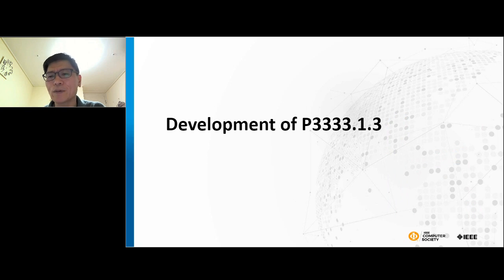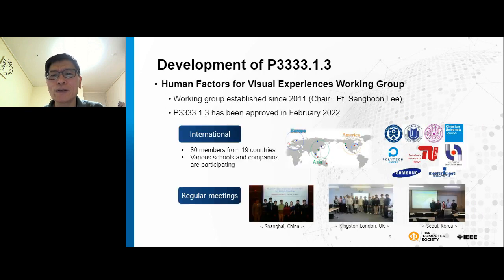And after that, we extend them to development of 1.3. And so here is the overview of 1.3. It is mainly focusing on human factors for the visual experience, the working group. 1.3 as this standard has been approved in February 2022. It's maybe 2 months ago, right?